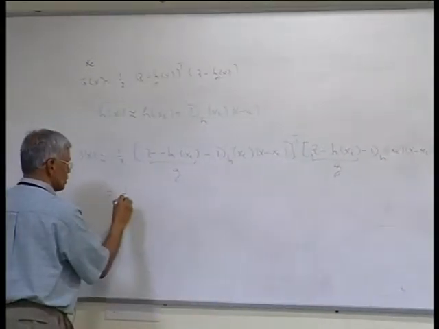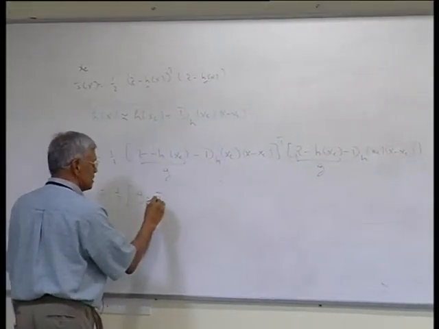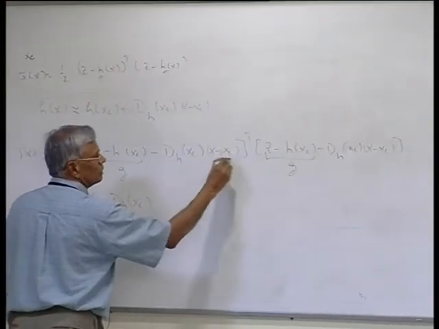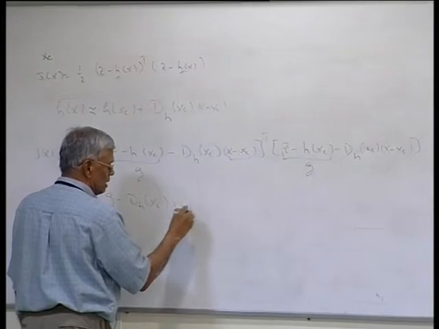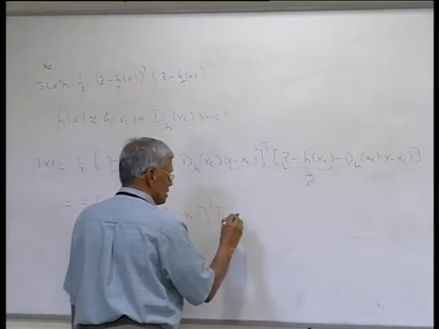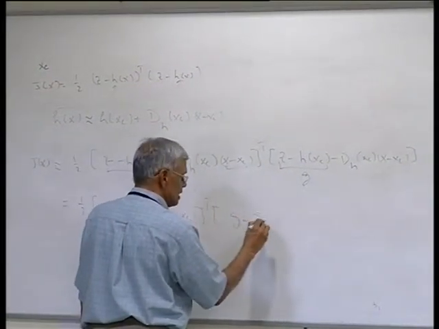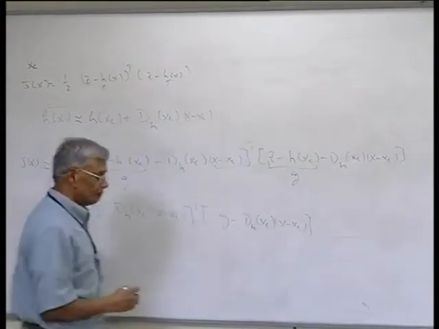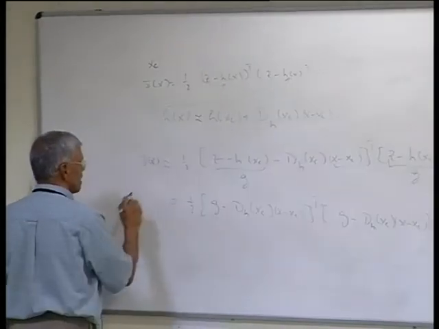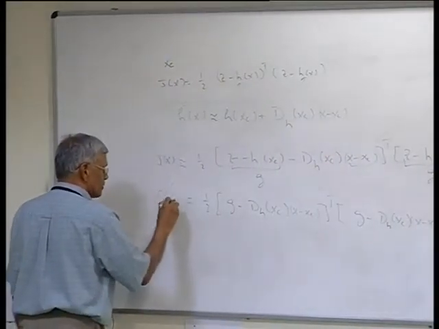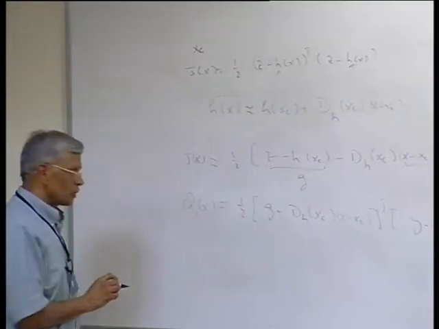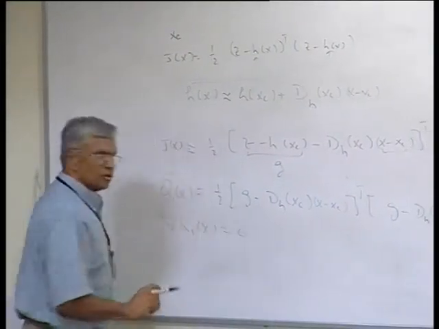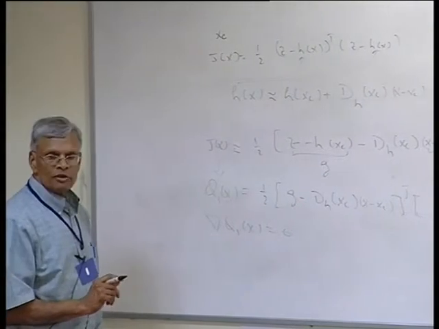So this is equal to 1/2 of (g minus dh xc times (x minus xc)) transpose times (g minus dh xc times (x minus xc)). This is a quadratic function, so I'm going to call it the first order quadratic approximation. You compute the gradient of q1 of x and equate it to 0. How many of you are with me?